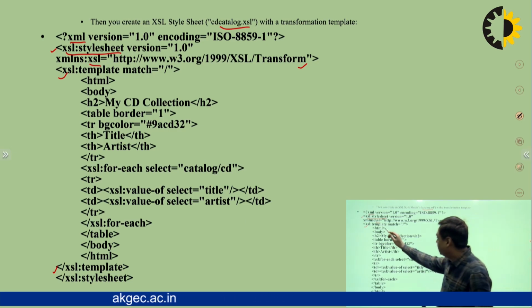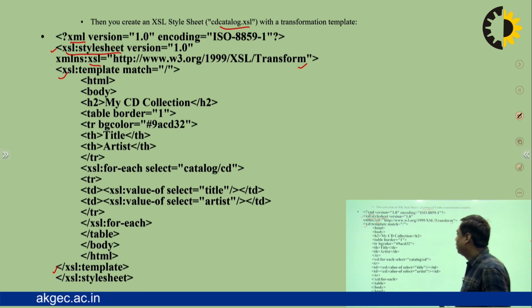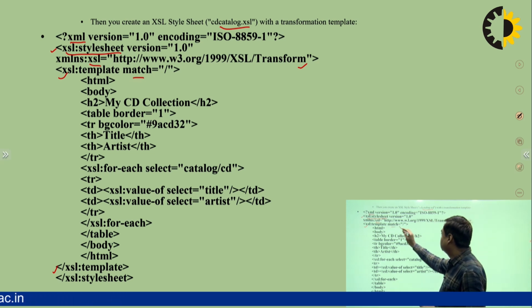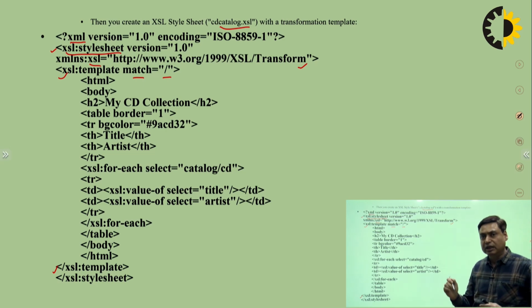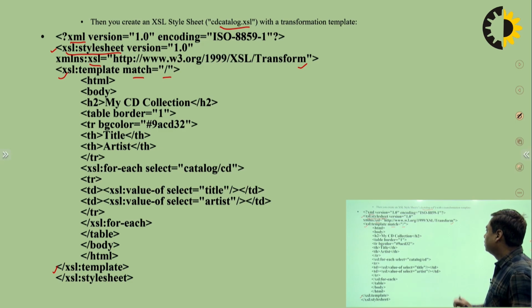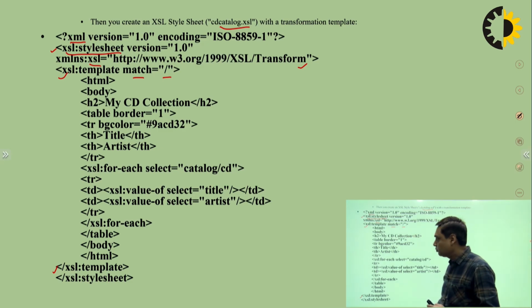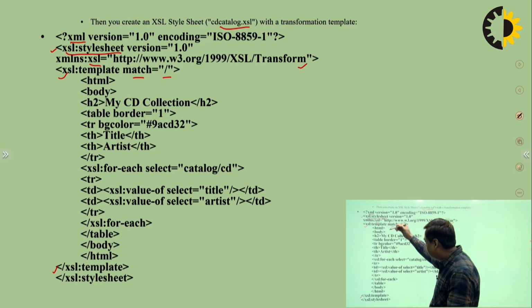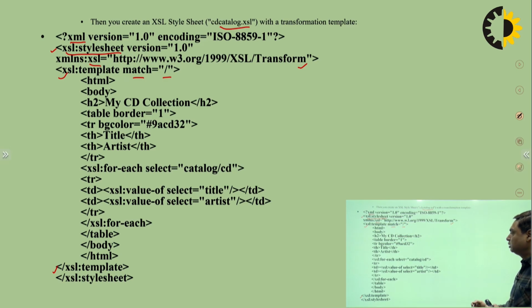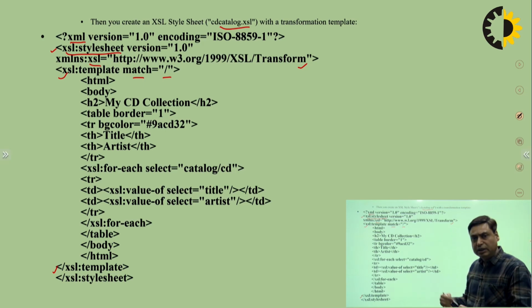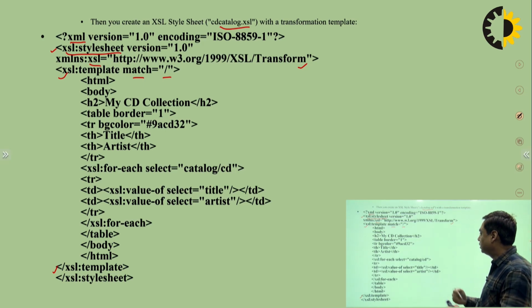We are basically writing an HTML program, and we are using this match, and we are using this slash. The slash represents that when we navigate from the XML content, XML element, we should start from the root element. So this is the purpose of the match. So we are generating a template. With the help of this template, your XML data will be processed. The same template will be applied for each CD for which we have given the information in the XML file.